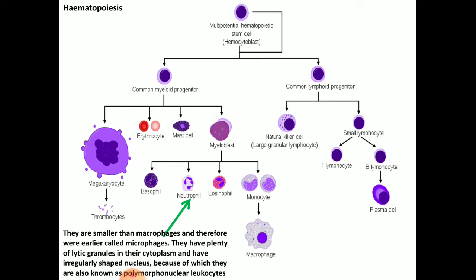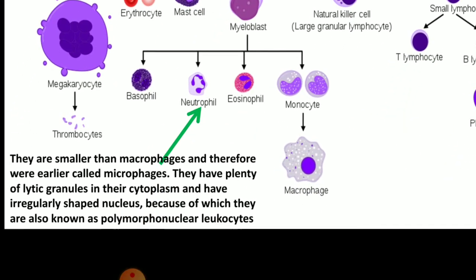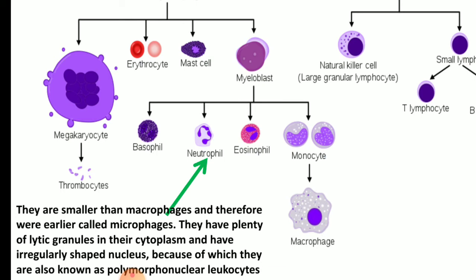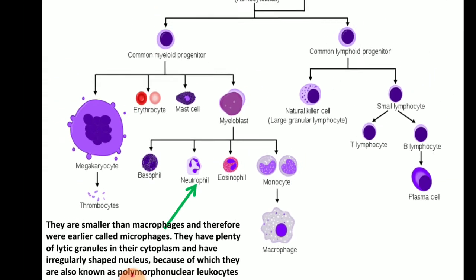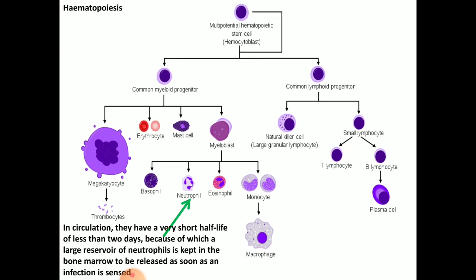They have plenty of lytic granules in their cytoplasm and have an irregularly shaped nucleus, because of which they are also known as polymorphonuclear leukocytes. In circulation, they have a very short half-life. Remember students, the half-life of the neutrophils is very less, less than 2 days, because of which a large reservoir of neutrophils is kept in the bone marrow to be released as soon as the infection is sensed.